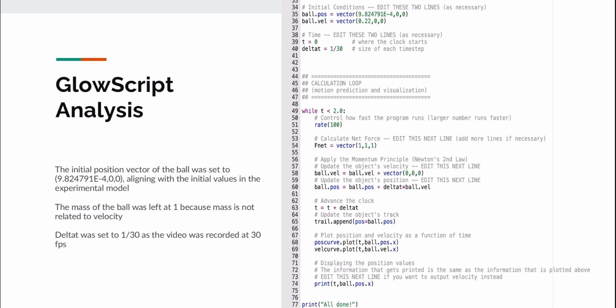I set delta t to 1/30th to correspond to the video's frame rate of 30 frames per second. I altered the initial position vector to correspond to that of the observational experiment by setting the x component to 9.825 times 10 to the negative 4. I further changed the initial velocity vector to 0.22 to match that of the observational experiment. I then used the change in position kinematic equation to change the position of the ball over time.